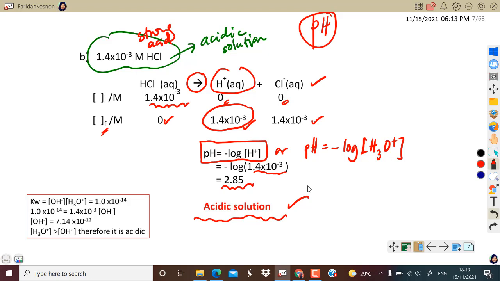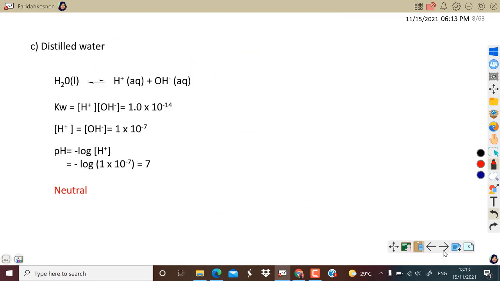Okay, kita pergi kepada soalan yang seterusnya. Kita nak tentukan acidity, basicity of distilled water. Distilled water, bahasa Melayu, air suling. Jadi, distilled water ni adalah water juga. Chemical formulanya water, H2O liquid. Jadi, of course kita nak tentukan pH distilled water, kita kena kira. Maksudnya nak kira pH mesti ada concentration H plus ataupun H3O plus.